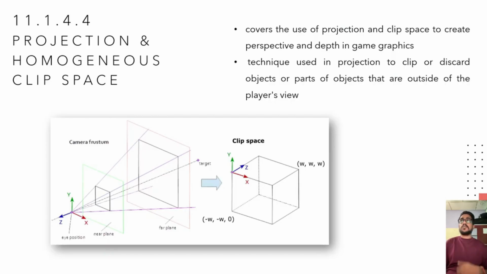So the first is projection and homogeneous clip space. What this basically covers is the use of projection and clip space to create perspective and depth in game graphics. So we use this to discard or clip objects that are outside of the player's view to help improve performance and also create a level of detail for the game.